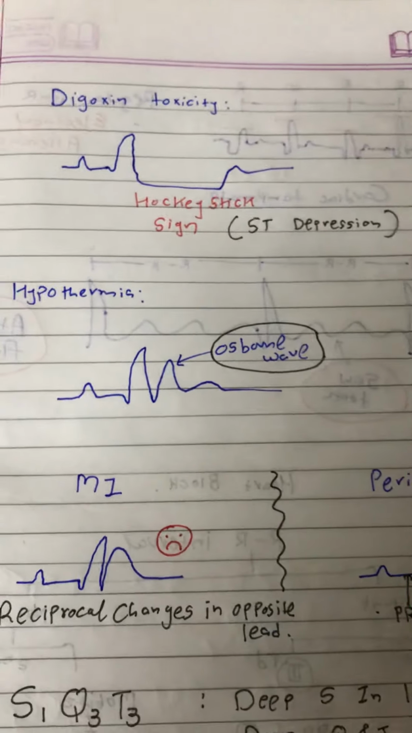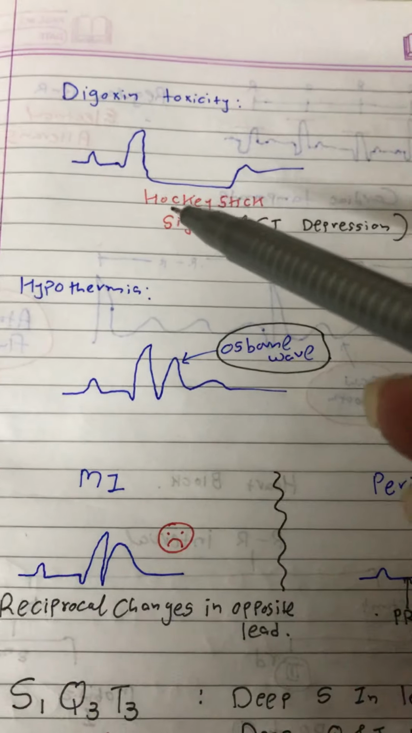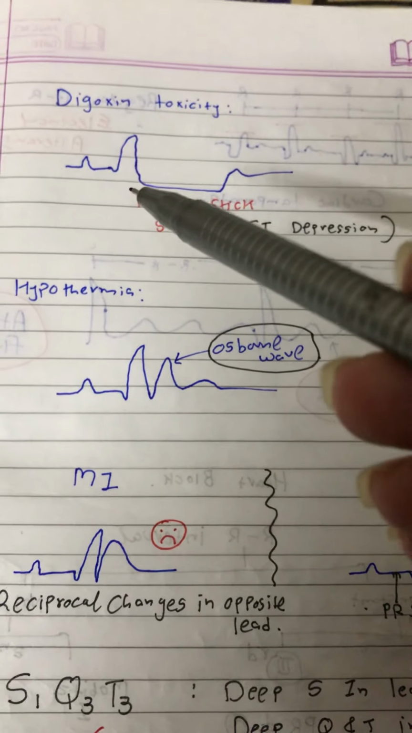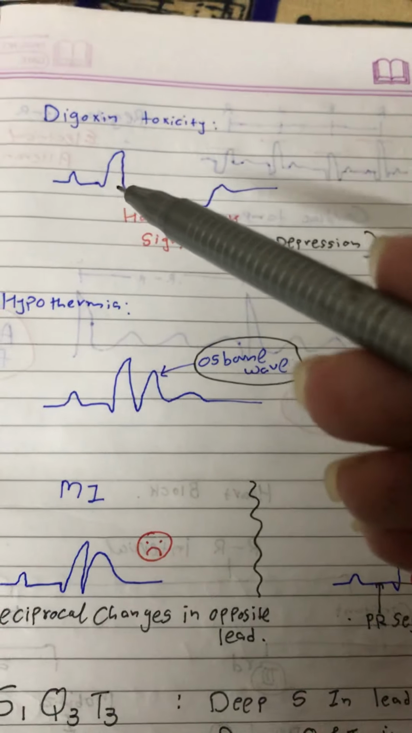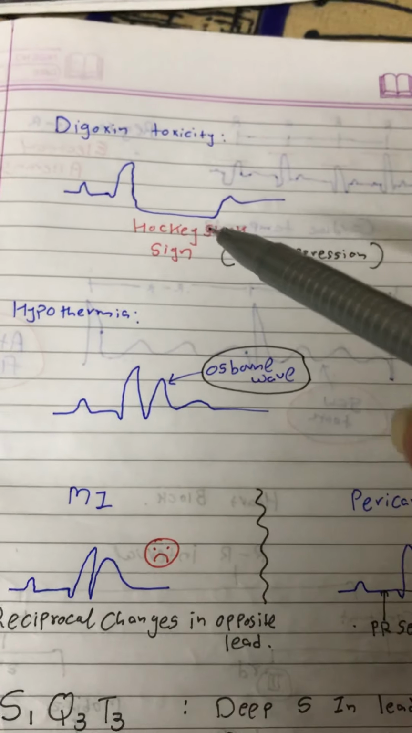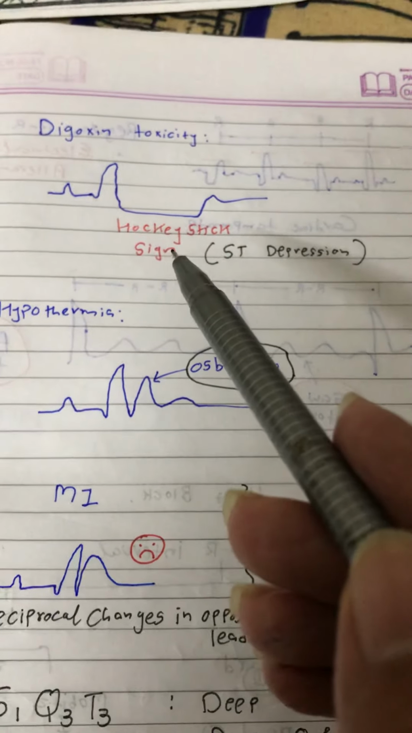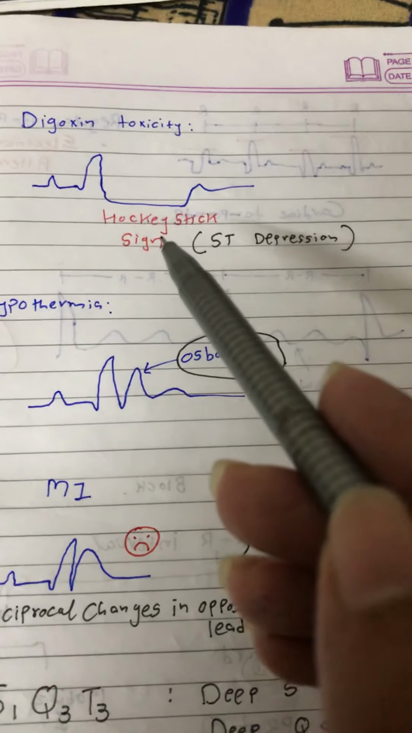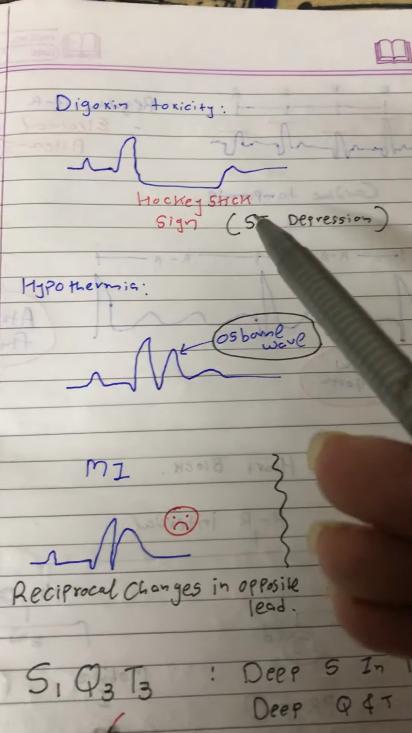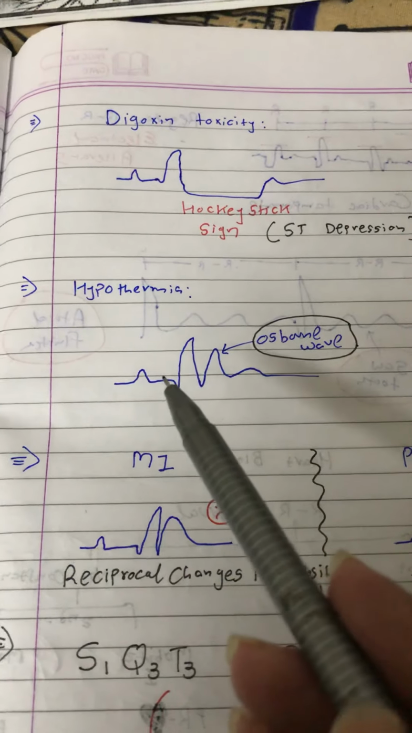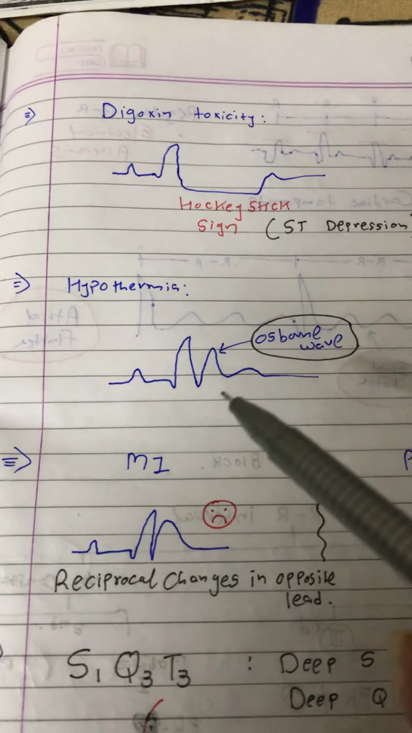Now the other important ECG finding is in digoxin toxicity. As you see, there is ST segment depression, which indicates digoxin toxicity. Here a reverse hockey stick sign is seen. While in hypothermia, an Osborne wave is seen.